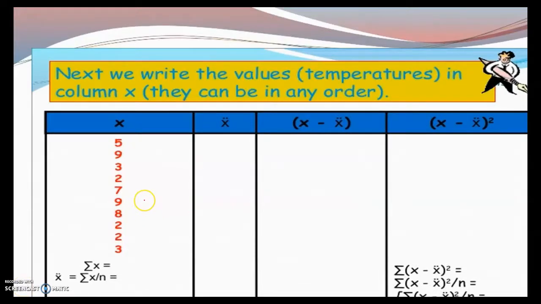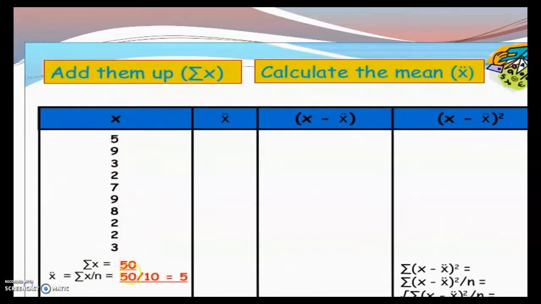Next, we have to write the given values, temperature in the column X: 5, 9, 3, 2, 7, 9, 8, 2, 2 and 3. Then calculate the sigma X. Sigma X is equal to the sum of all these given values. By calculating all the given values, we get 50.